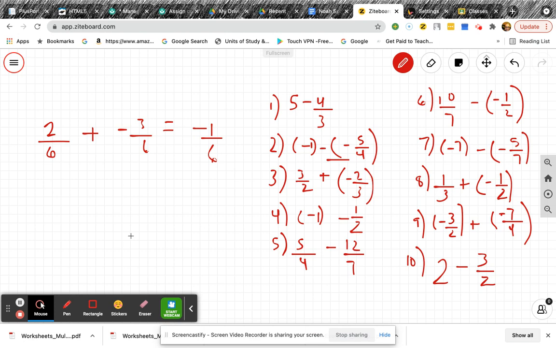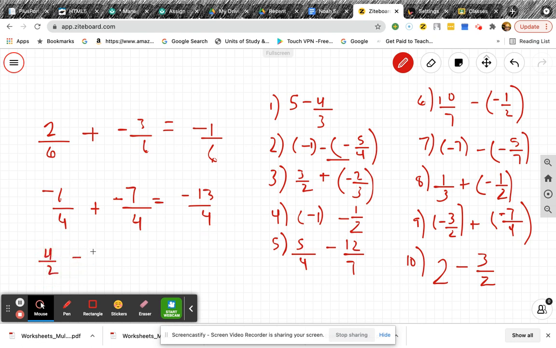For number 9, we would need to change it into fourths. So it'd be -6 fourths plus -7 fourths. So it's -6 plus 7, which is -13 fourths.